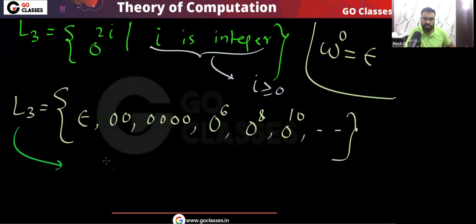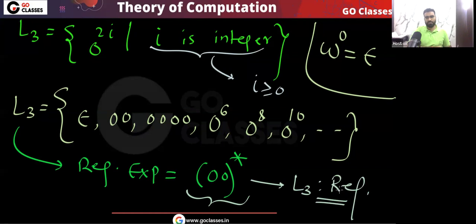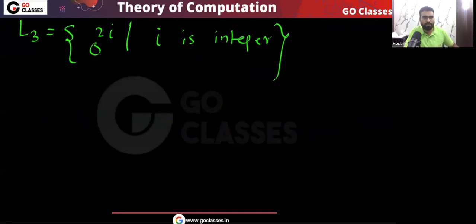Yes or no? For this language, I can easily write the regular expression. The regular expression will be an even number of zeros. That will be (00) whole star. Because I can write this regular expression, I can say L3 will be regular. Yes or no? Very simple.